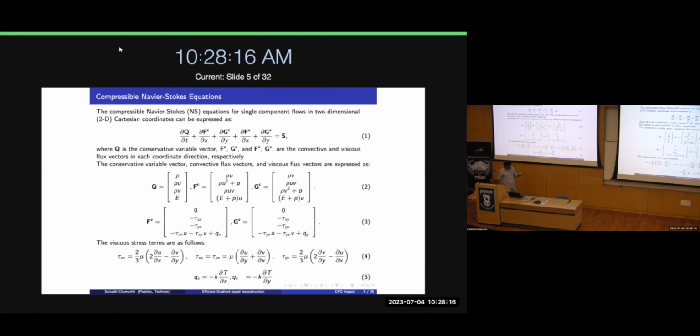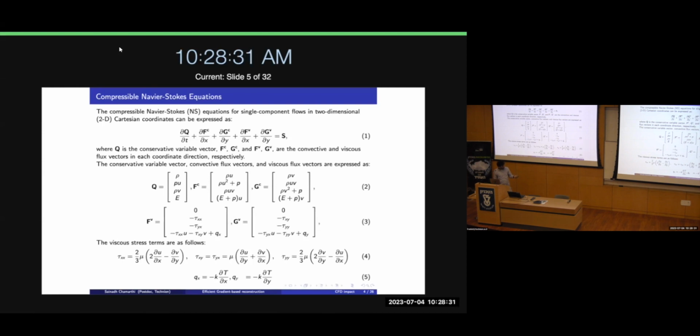So these are the compressible Navier-Stokes equations. Here Q is the conservative variable vector, and FC and GC are the convective fluxes in each coordinate direction. And then we have the viscous fluxes, FV and GV.